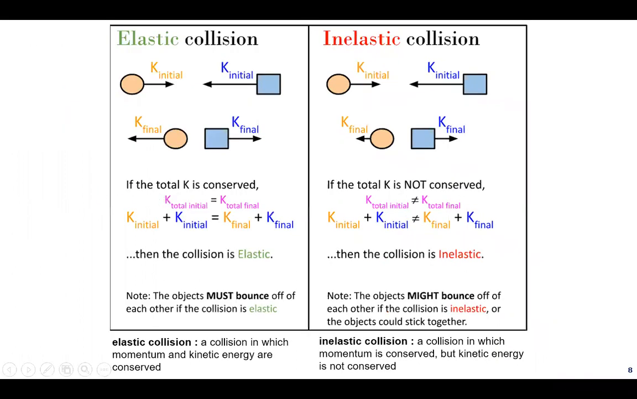Okay, in summary, we have the following statement. In an elastic collision, both momentum and kinetic energy are conserved. Whereas in an inelastic collision, momentum is conserved, but kinetic energy is not conserved. Note that in both types of collisions, the momentum is conserved. The total energy is also conserved in both cases, even if the kinetic energy is not.